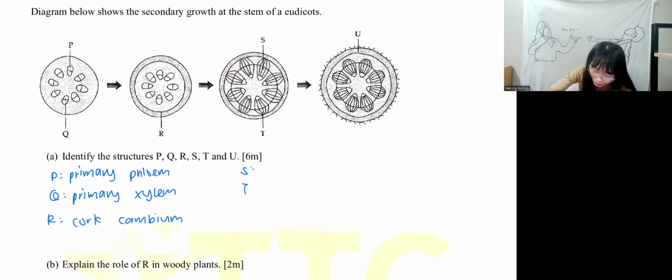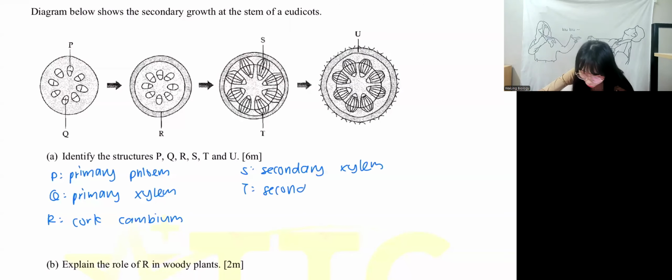Then we have S and T. What is S? Correct. S is inside. Inside is xylem. So it's secondary xylem. S is inside. This is a secondary xylem. And then T is outside. So it's secondary phloem.